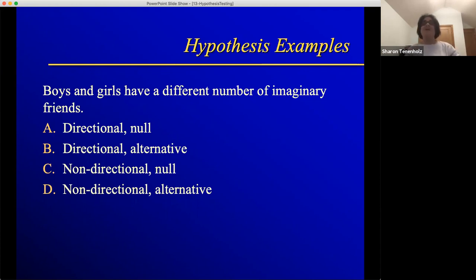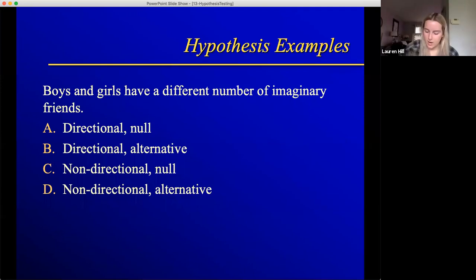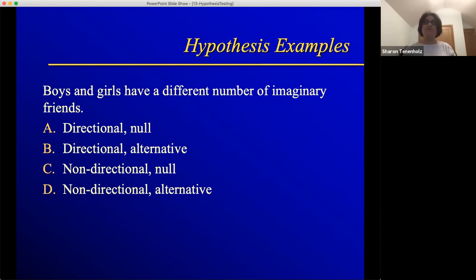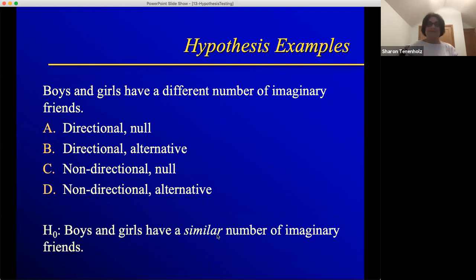What would be the null hypothesis that would complement this? Boys and girls do not have a different number of imaginary friends. Good, thank you, Lauren. Boys and girls do not have a different number of imaginary friends. Or if we're lazy and we don't want to write that many words, we could also say that boys and girls have a similar or the same number of imaginary friends. Yours is fine, Lauren. It's just more words. And I used the similar version. So they're similar or they're the same. Good.